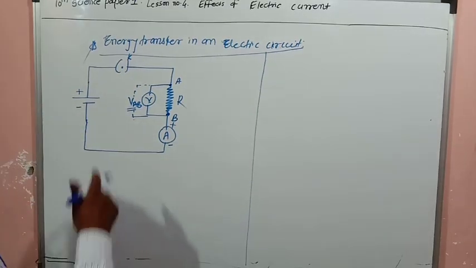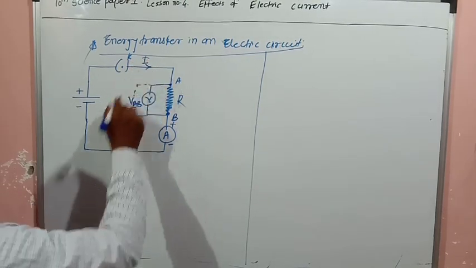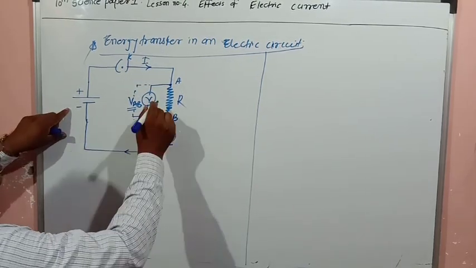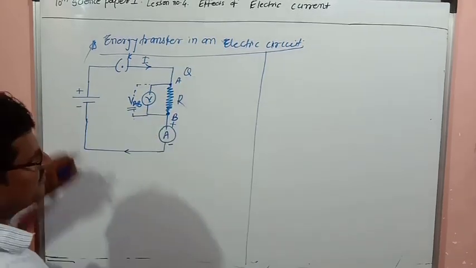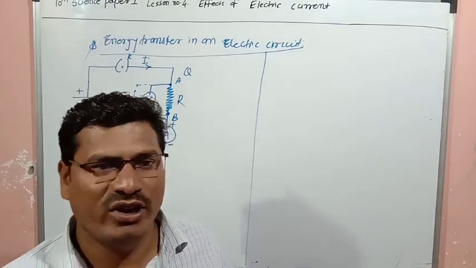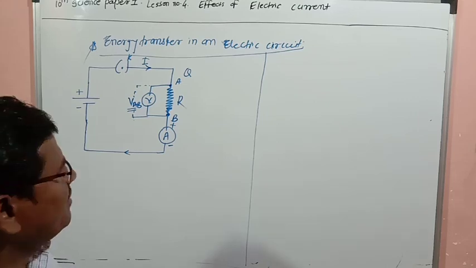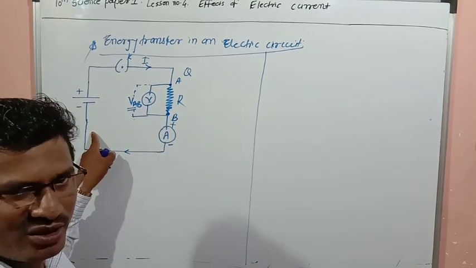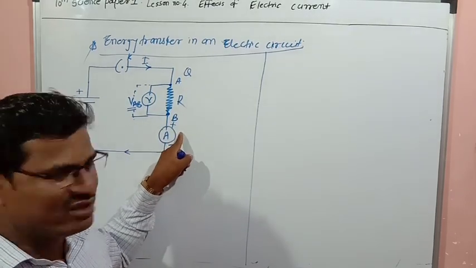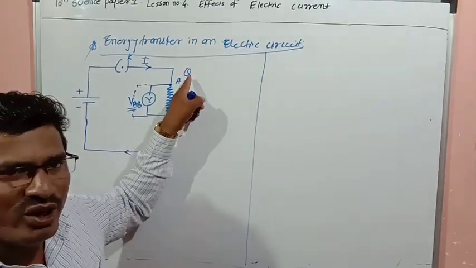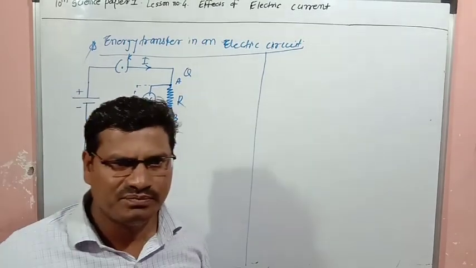Suppose current is flowing from positive to negative, and suppose charge Q is also flowing through this. Charge Q is flowing from point A to B. Point A is connected to the positive terminal of the cell, and point B is connected to the negative terminal of the cell. Point A is at the higher potential, point B is at the lower potential. So charge will flow from point A to B, from higher potential to lower potential.